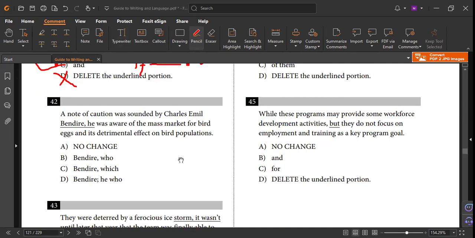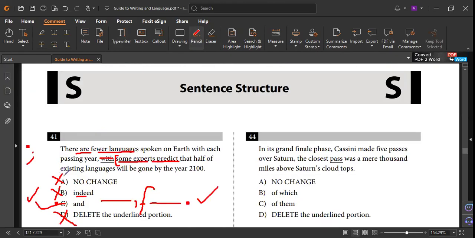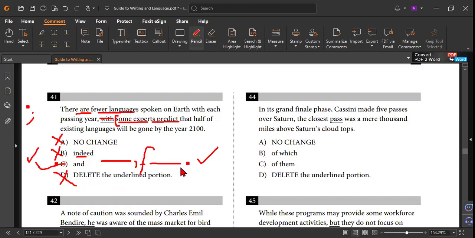42 is B. Correct. 43 is B. Letter B, correct. 44 is D. 44 D is wrong. The second one, B. Why? The same trouble again.